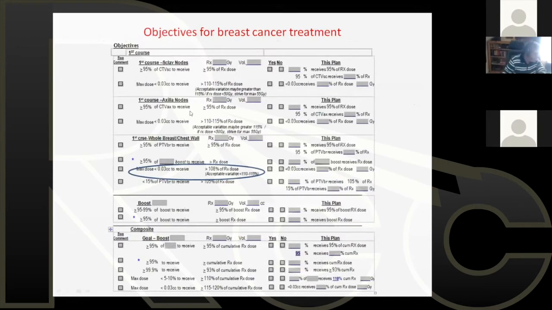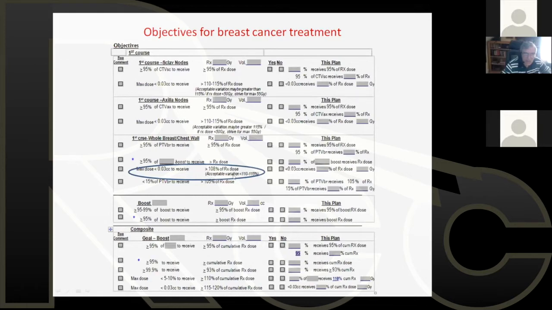Breast cancer treatment. We treat a lot of breast cancer, as I'm sure all of you do, and we've developed objectives and constraints for our breast cancer plans. I want to go over one point here, which is the first course whole breast chest wall, maximum dose to 0.03 cc. So this is maximum dose to a small area, so-called hotspot. The hotspot, we don't want the hotspot to be greater than 108% of the treatment dose.